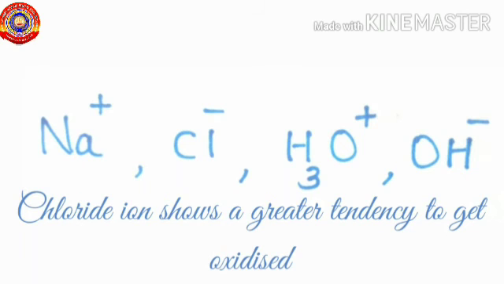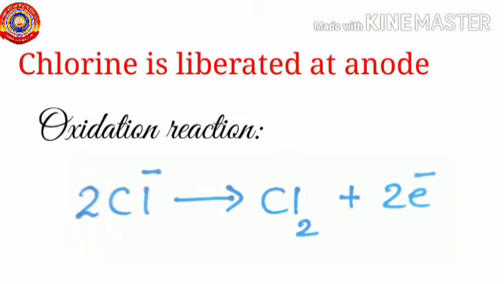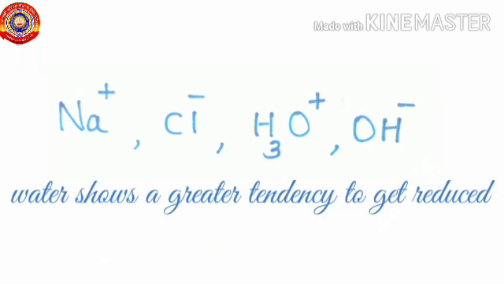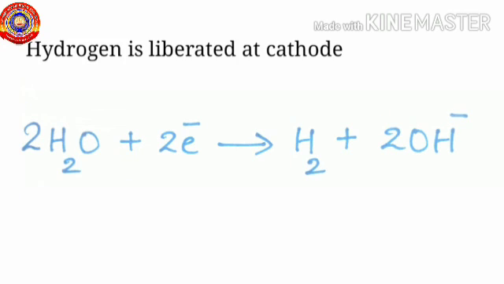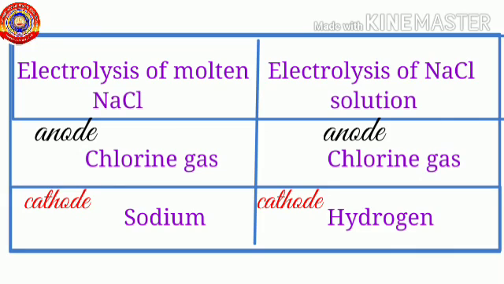Comparing the reactivity of anions with the water molecule, the chloride ion shows a greater tendency to get oxidized. Hence, chlorine gas is liberated at the anode. But comparing the reactivity of cations with water, water shows a greater tendency to get reduced. Hence, hydrogen gas is liberated at the cathode. The products obtained at the anode and cathode are different for the electrolysis of molten and aqueous NaCl.